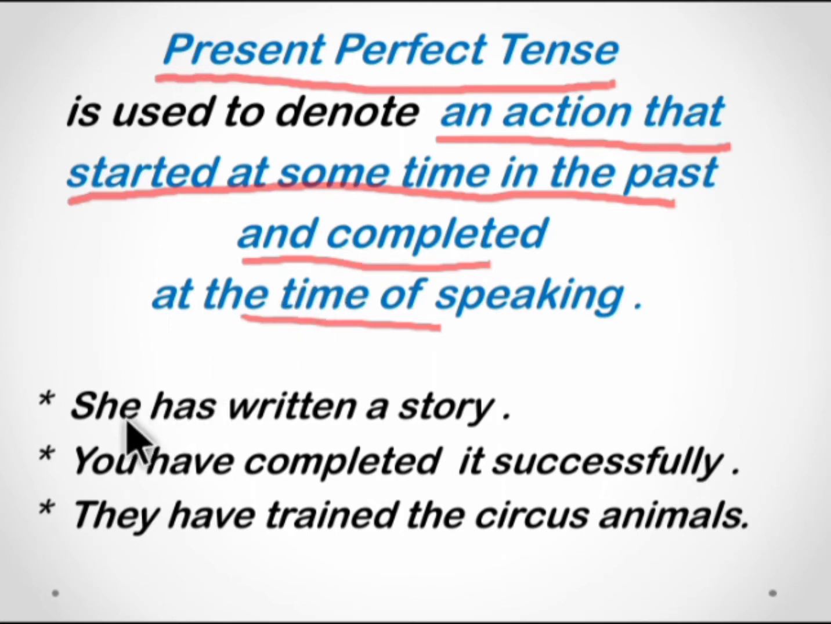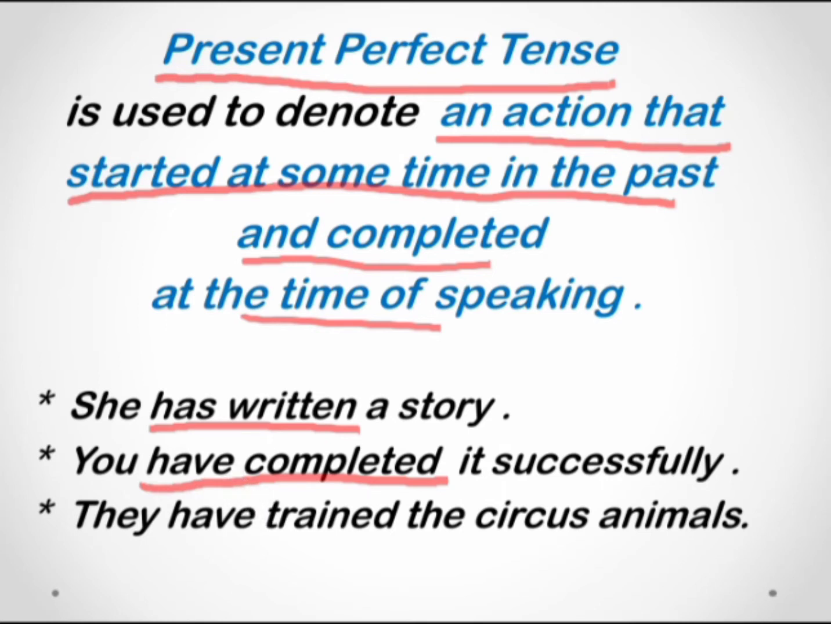Look at the example. She has written a story. Here, has written is the verb. Here, the story she began to write earlier, but just now she has completed it. So she has written a story. You have completed it successfully. So it was started earlier and just now it is completed successfully.